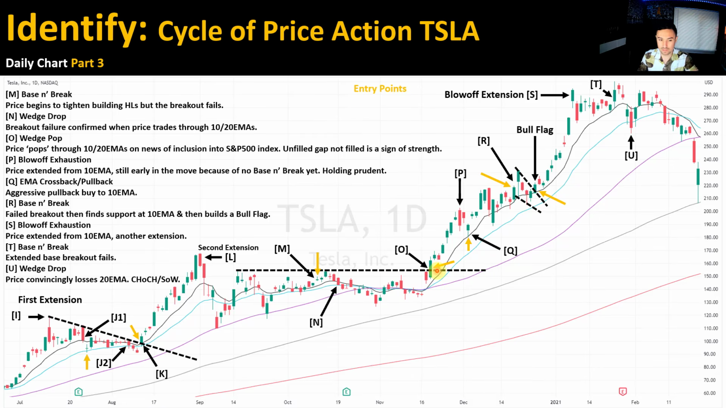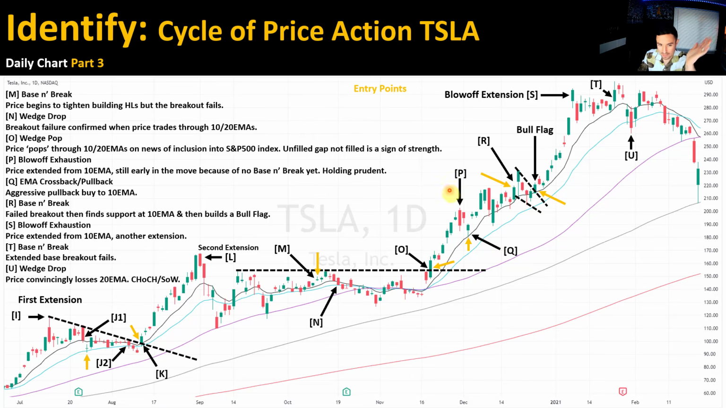And this was the inclusion of Tesla into the S&P 500. So it was a catalyst which makes it a stronger breakout, and it takes out this pivot here. So it takes out the pivot, starts trending up to P. Now P is a blow off extension, so you could think about this as a first extension potentially as well. So it's extended from the 10 EMA, pulls back into Q. So Q is your EMA crossback.